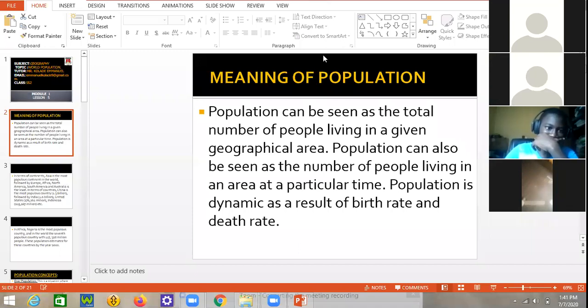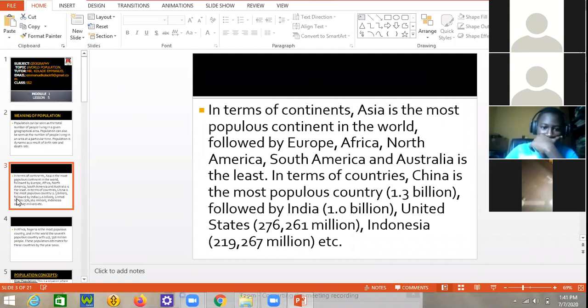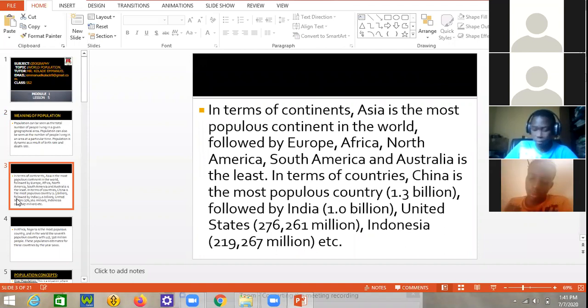All right. Let's go further. In terms of continents, Asia is the most populous continent in the world, followed by Europe, Africa, North America, South America, and Australia is the least. Now, these population figures you are seeing on this slide have changed. These figures were taken some time ago. I am sure if we go back to the countries that have been mentioned, you'll realize that the population, one way or the other, is varying from this.